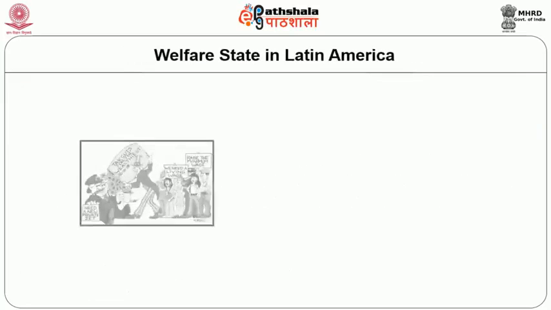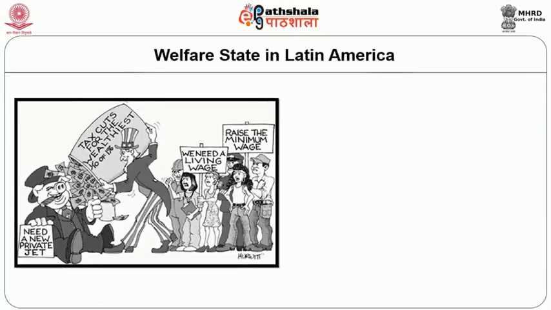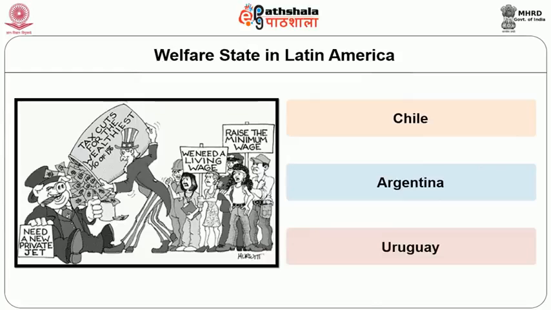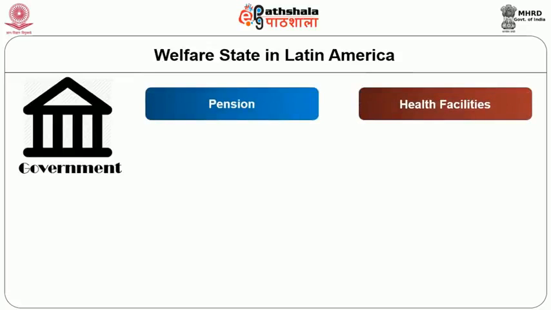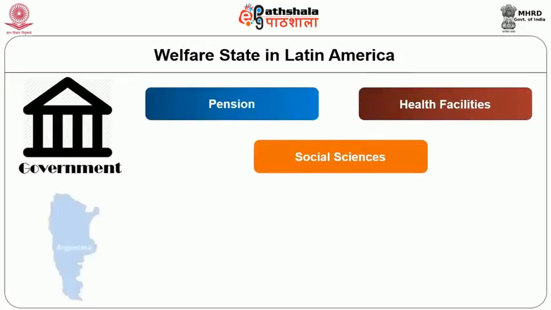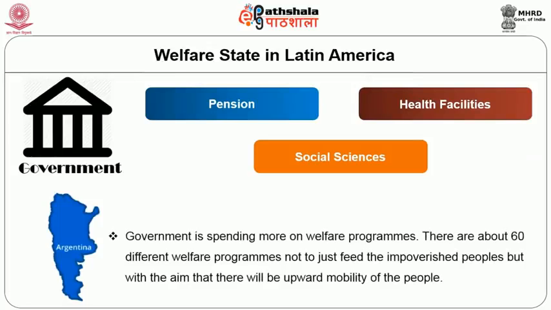In Latin America, the welfare states are considered in transition. Following the Bismarckian model, Chile, Argentina, and Uruguay initiated welfare programs, also known as emerging welfare states. The government provides pension, health facilities and other social services. In Argentina, the government is spending more on welfare programs. There are about 60 different welfare programs, not just to feed the impoverished people, but with the aim that there will be upward mobility of the people.